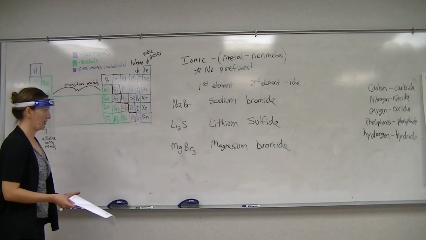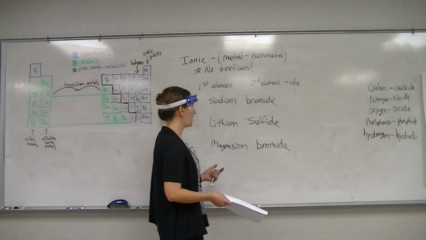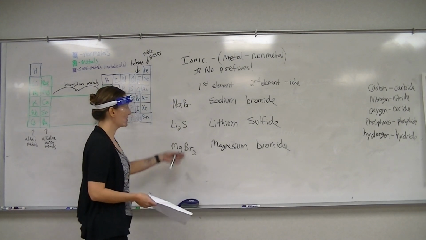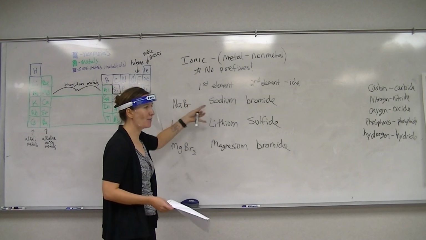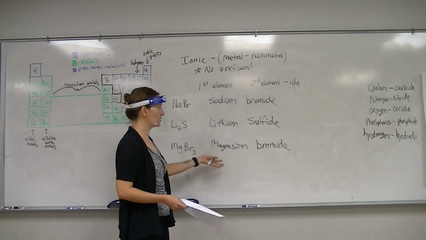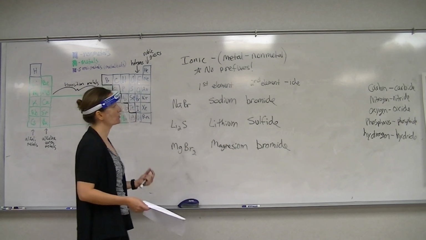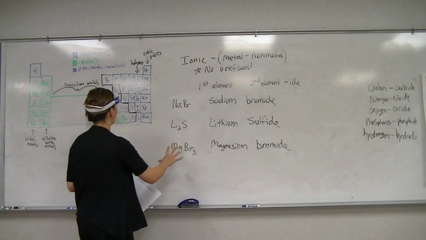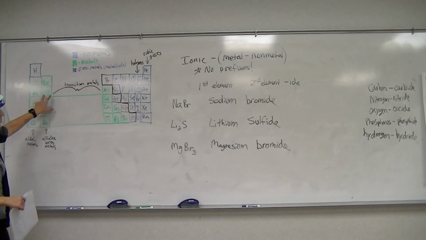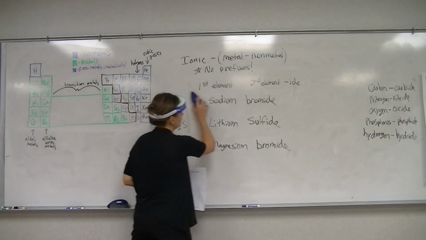So now for the hard part. What if you're given the name and you need to come up with the chemical formula? Notice our names no longer have prefixes, and the prefixes told us how many of each. So we can't use the prefixes to figure out how many atoms of each. Instead, we're going to have to use their charges, those cations and anions. I'm going to write down some examples, and then I'll show you on the periodic table how we predict charges.